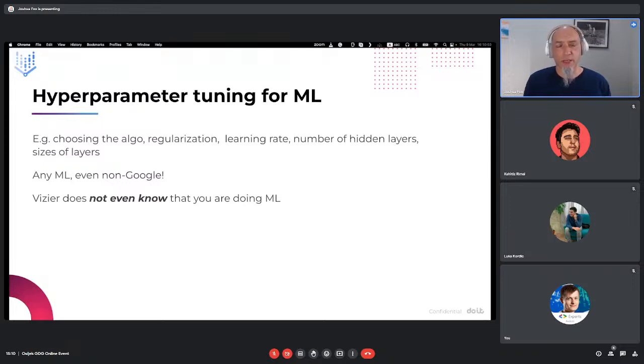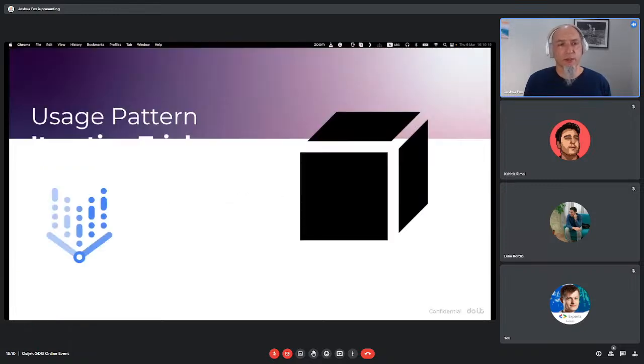This works with any machine learning, even not Google. You could be working in a container with your own algorithm. You could be calling Google APIs, or even calling APIs on the outside. Vizier does not even know that you're doing machine learning. All it knows, I'll show you in a minute, is how well each cycle is doing.